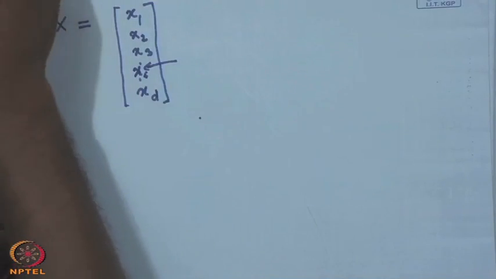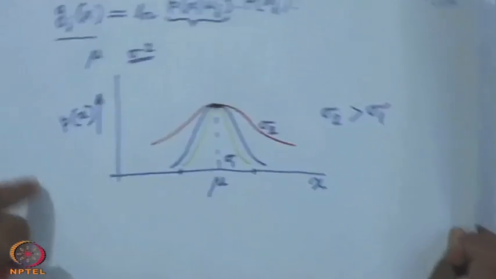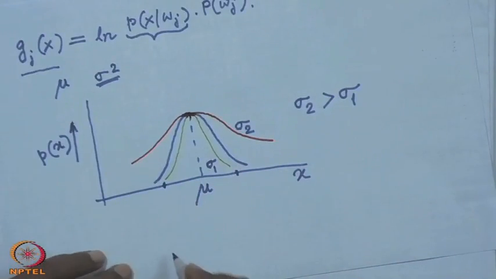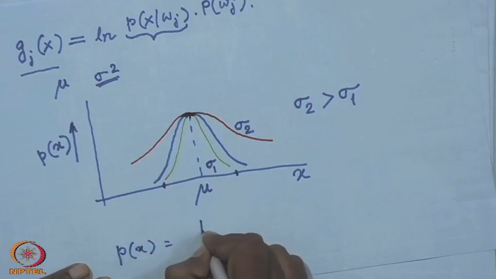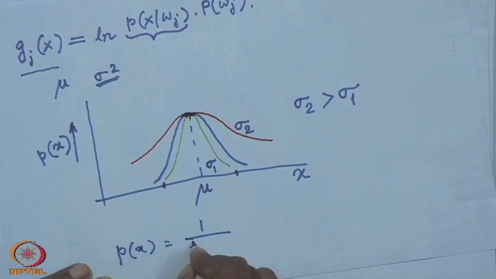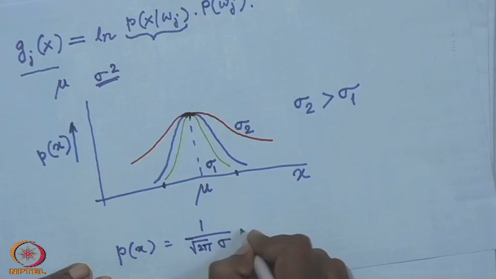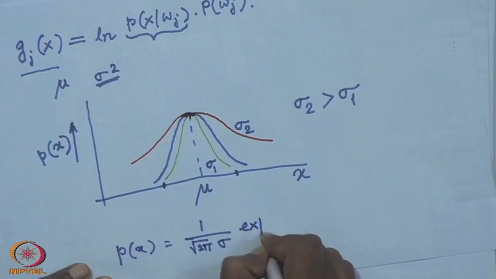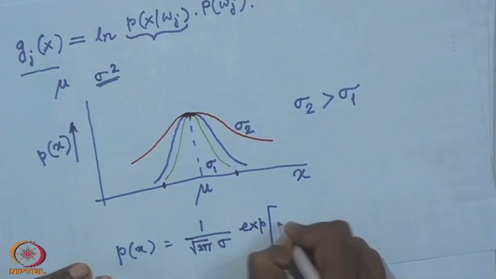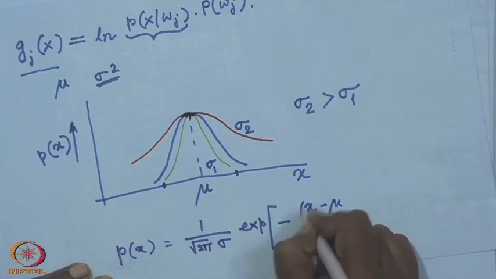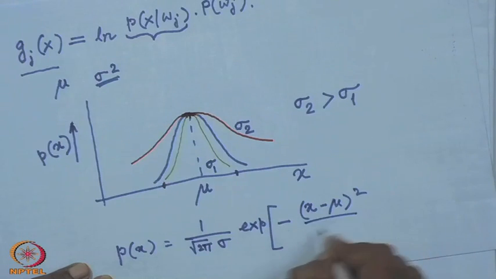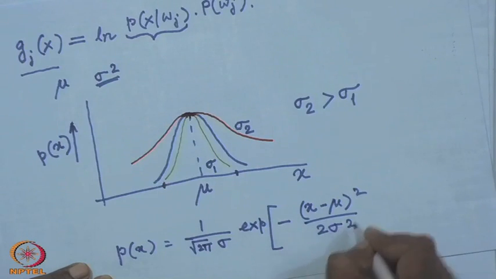And then generalizing this Gaussian expression. In the single variable case you all know that the Gaussian expression will be p of x equal to 1 over square root of 2 pi into sigma, times exponential of minus x minus mu square upon 2 sigma square.